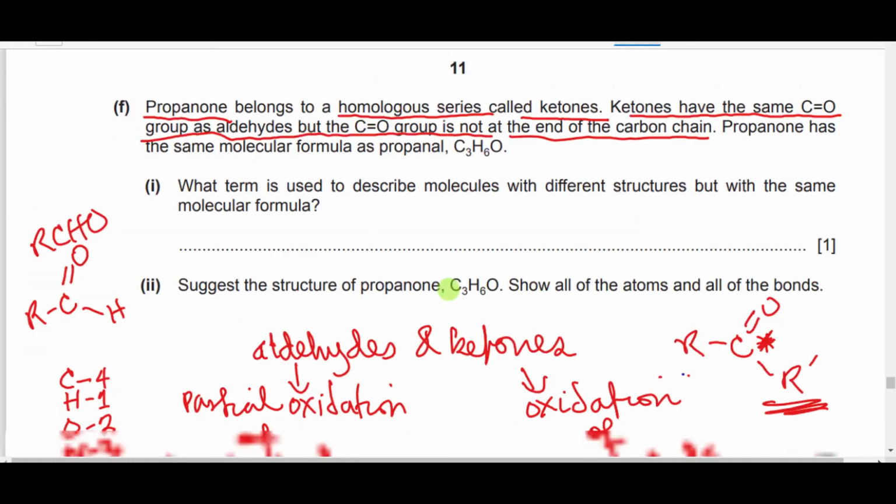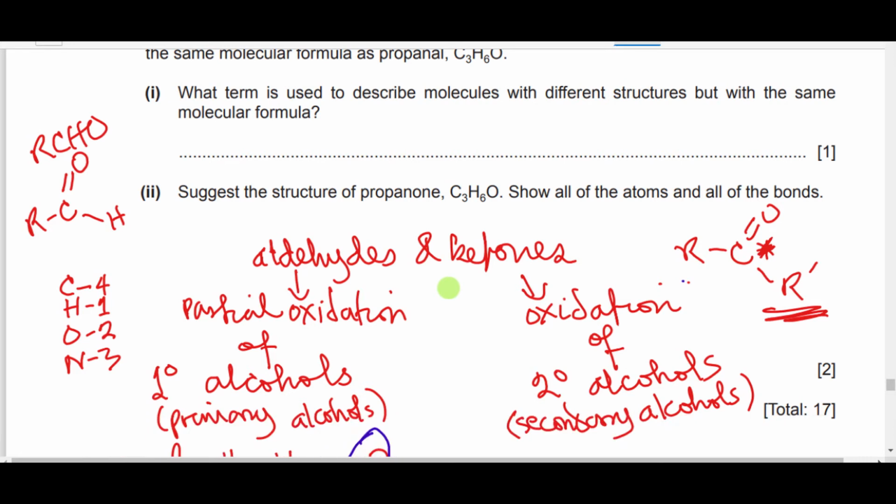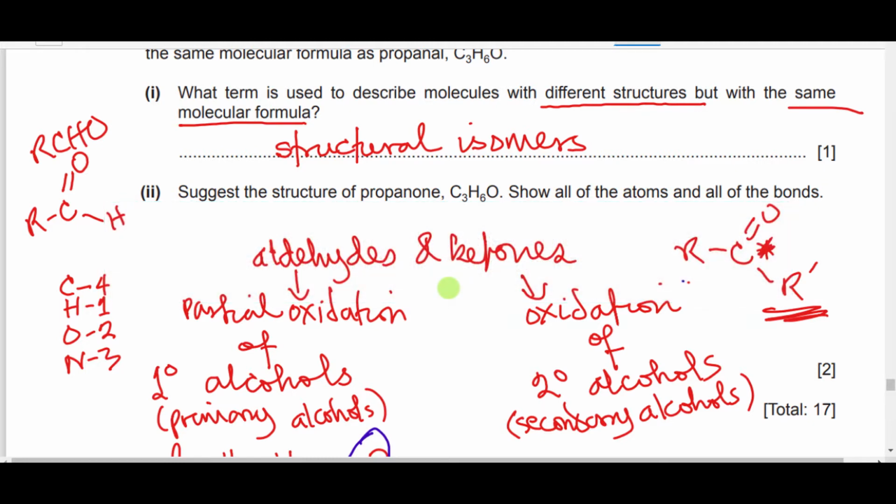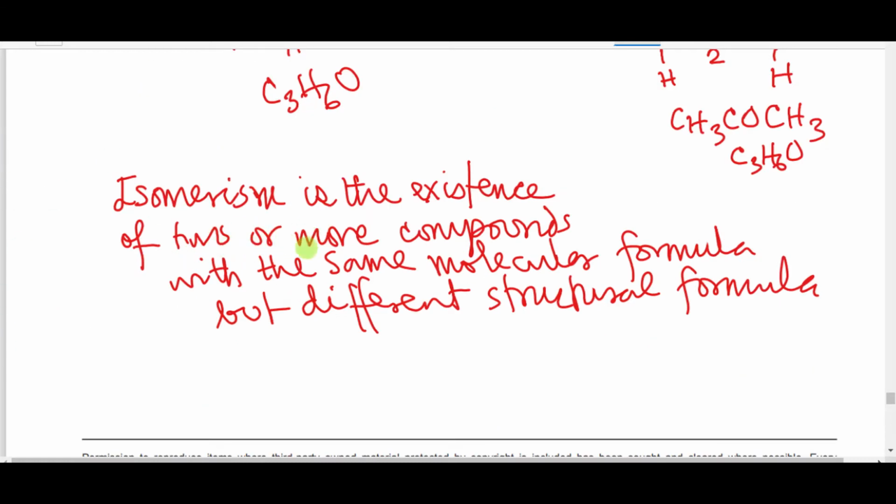Now let's go back to our question. What term is used to describe molecules with different structures but with the same molecular formula? So what is the term? That's structural isomers. We call them structural isomers. Isomers are compounds that possess the same molecular formula but different structural formula. Right? So they are structural isomers. Now what is isomerism? Isomerism is the existence of two or more compounds with the same molecular formula but different structural formula.